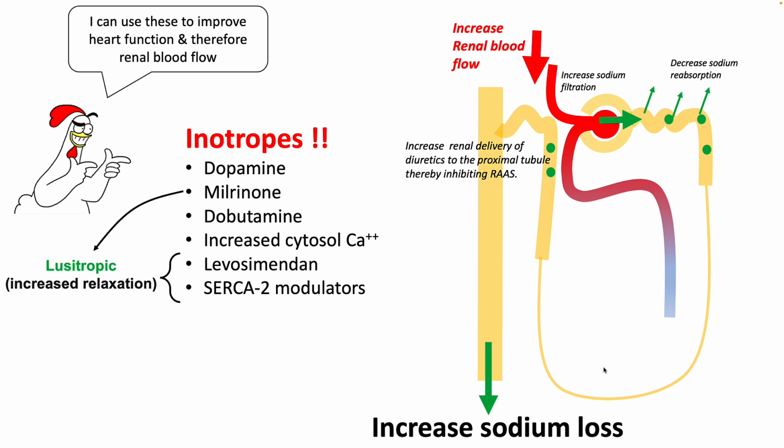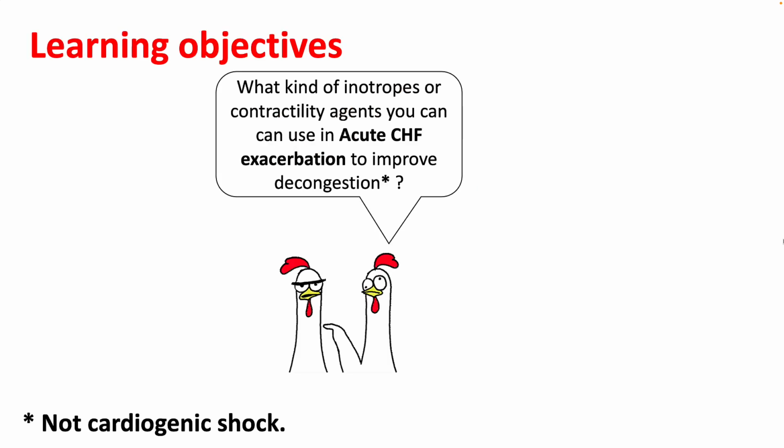Since there are a lot of studies and nuances to the use of inotropes, this is going to be a relatively longer lecture. My suggestion would be to increase the speed to 1.25 to help you go through the contents faster. So let's talk about these inotropes in more detail and their role in acute congestive heart failure.